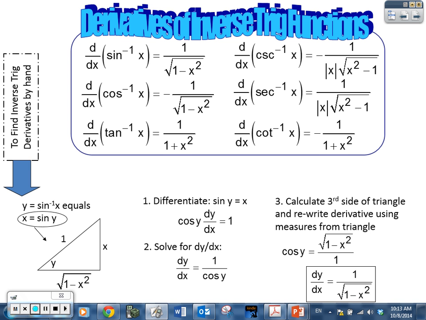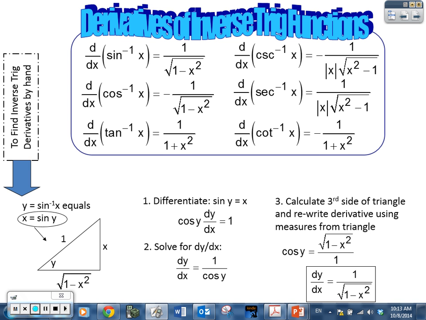The arctangent and the arccotangent are the same, except the arccotangent is negative. And then the arccosecant and arcsecant are the same, except the arccosecant is negative. Now, these are really important. They're actually even more important to us when we get to integration.